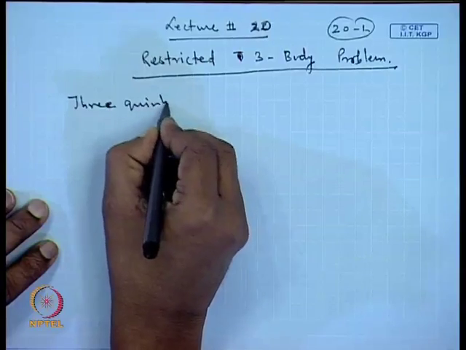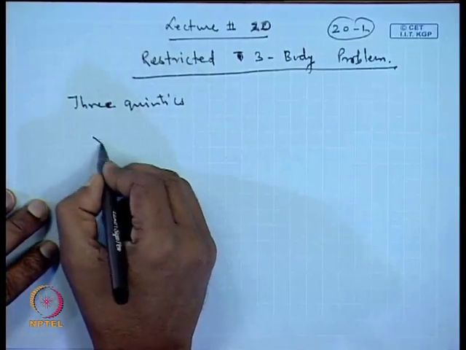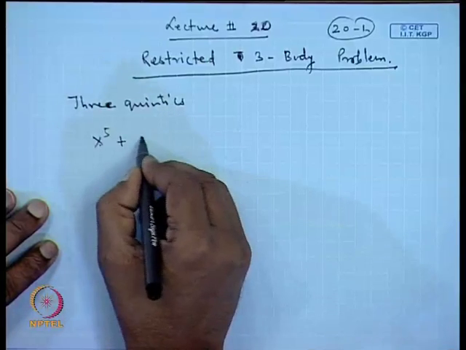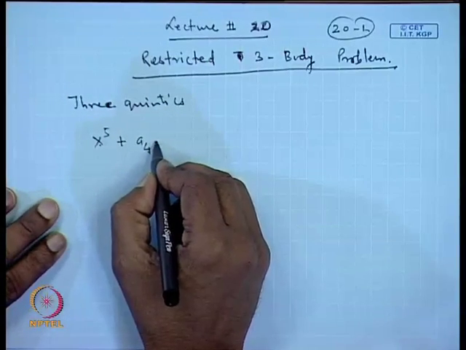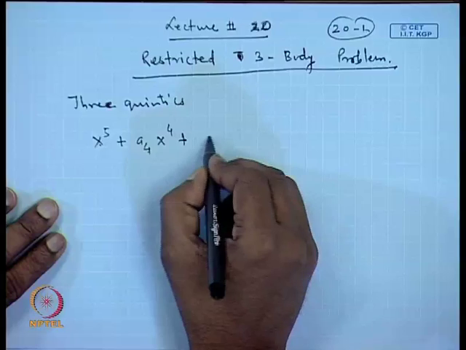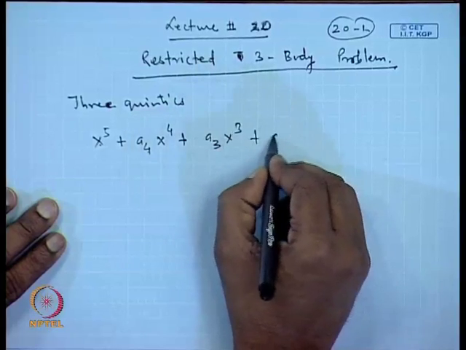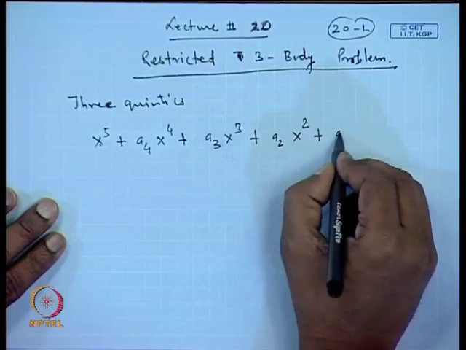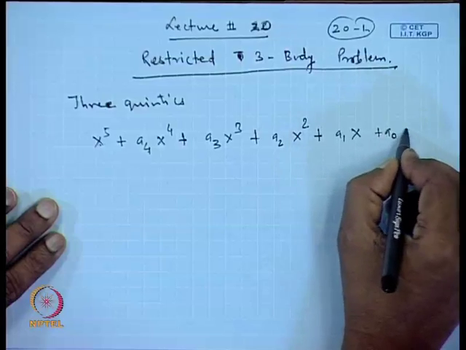Okay, we were discussing the restricted three body problem in the last lecture. So, we continue with this and we will try to conclude it today. In the restricted three body problem, we got three quintics, which were described by this general form: x to the power 5 plus A4 times x to the power 4 plus A3 times x cube plus A2 times x square plus A1 x plus A0 equal to 0.